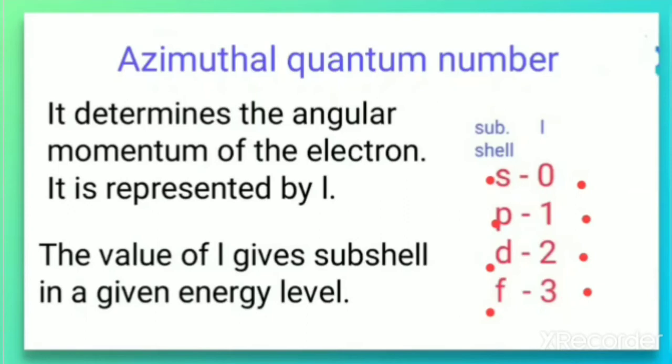So whenever the azimuthal quantum number for an electron is equal to 0, it represents that the electron is present in the S subshell. Whenever an electron is represented by azimuthal quantum number 2, it shows that the electron is in the d orbital. So that is all about the azimuthal quantum number. The azimuthal quantum number gives the value for the subshell. For S, it is equal to 0. For P, it is equal to 1. For D, it is equal to 2. And for F, it is equal to 3.